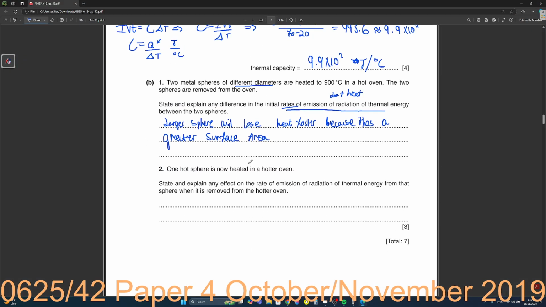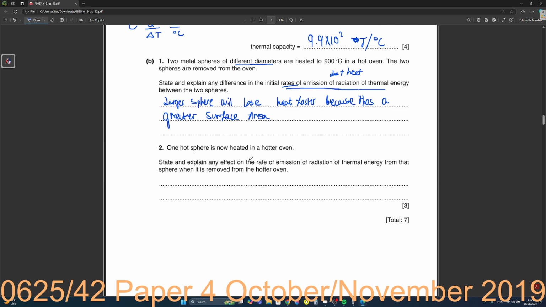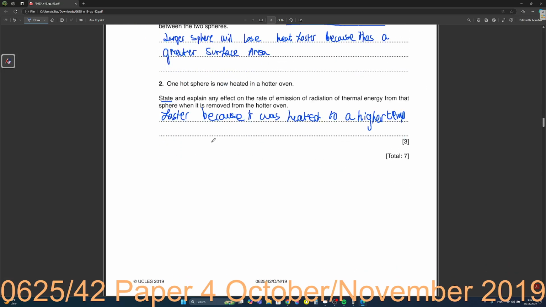One hot sphere is now heated in a hotter oven. State and explain any effect on the rate of emission of radiation from this sphere compared to the other one. Now, since it's in a hotter oven, how is the rate of loss of heat going to be? Obviously, it's going to be faster. Why? Because it was heated to a higher temperature.